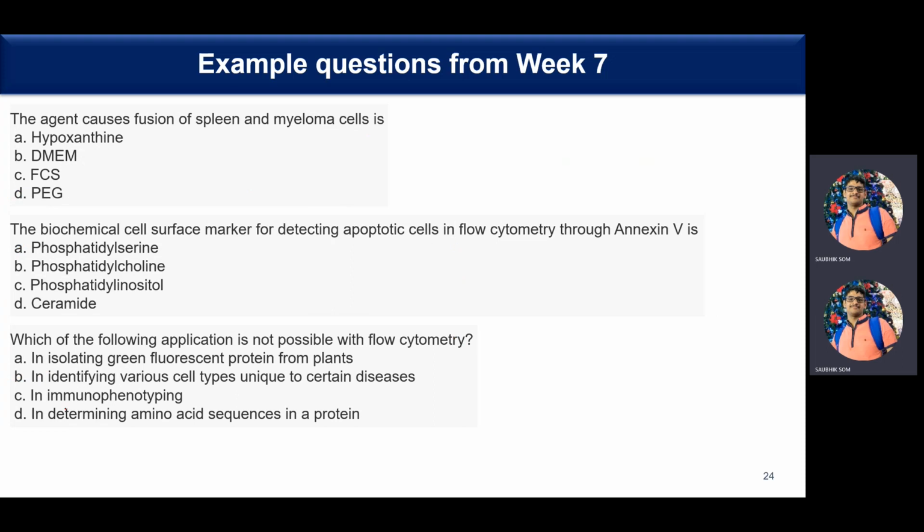The agent causes fusion of spleen and myeloma cells. It's, of course, polyethylene glycol. The biochemical cell marker for detecting apoptotic cells: apoptotic cells are detected by something known as annexin. I have not shown an image here, but there is something known as annexin PI staining.